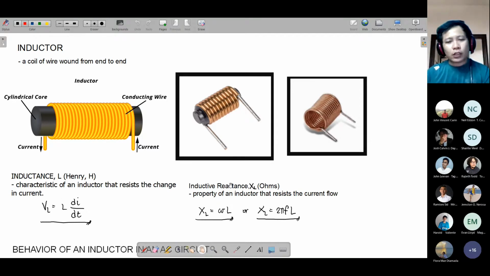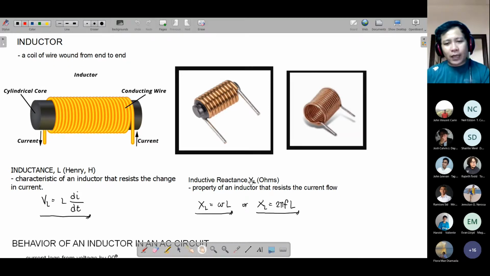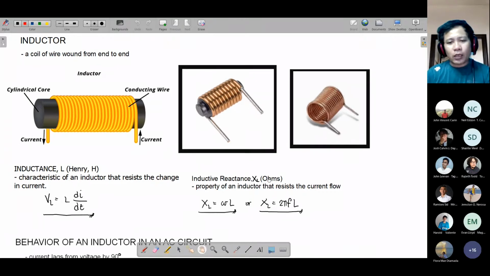Now, it also has a behavior called inductive reactance. Okay? Inductive reactance is represented by the variable XL, which has a unit of ohms. Now, ohms, like a resistor, because it is in ohms. Technically, yes. This is the property of an inductor that resists the current flow. So basically, this will be the resistance part of your inductor.